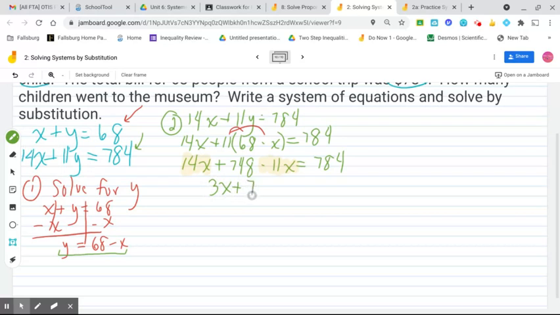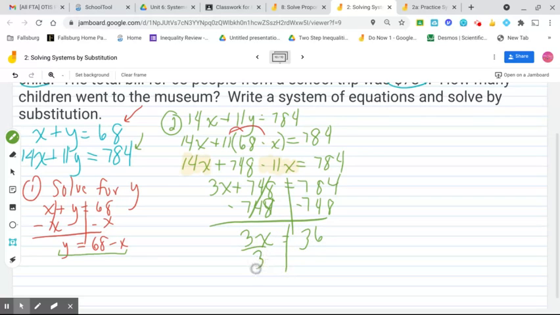So I have 3x plus 748 equals 784. Now my two-step equation, I'm going to subtract 748 from both sides. Oh my gosh, I can't write this. And I'm left with 3x equals 36. And my final step is divide by 3. So I have x equals 12. So far, I know we have 12 adults.